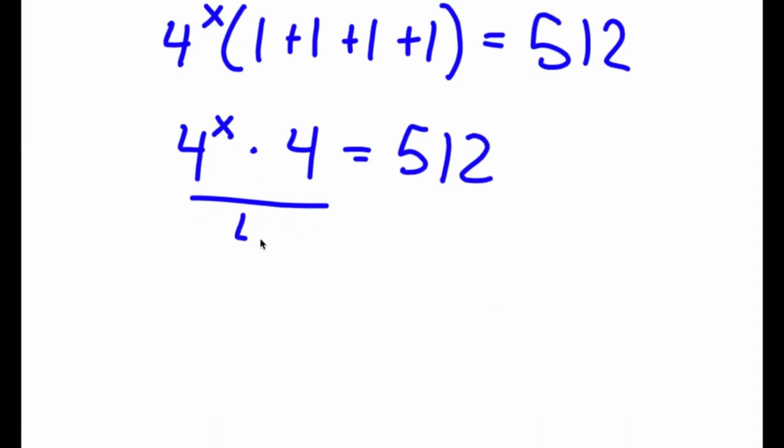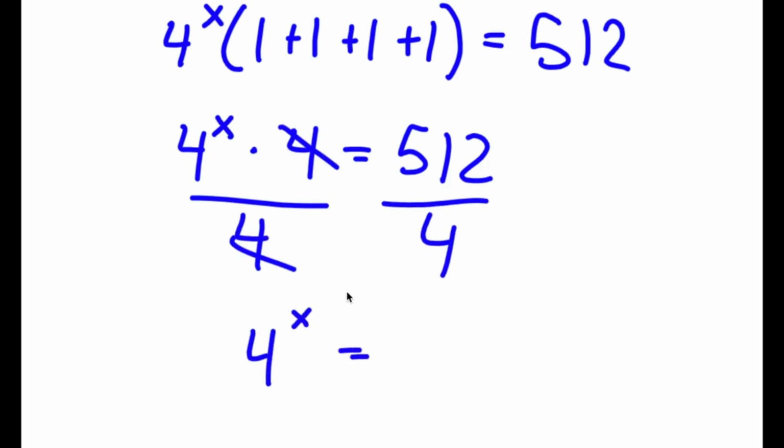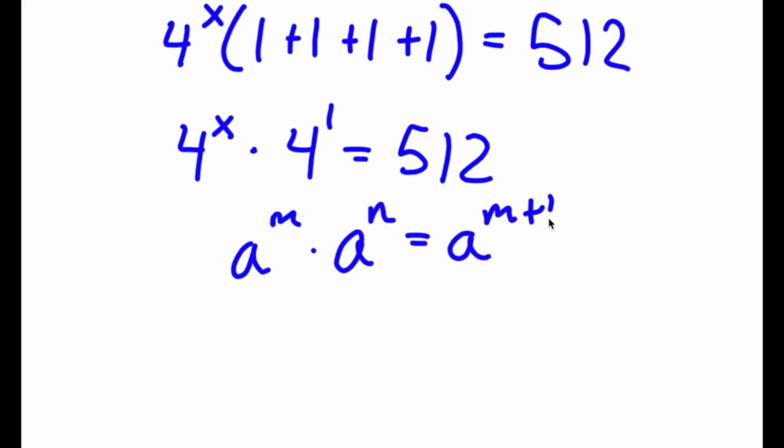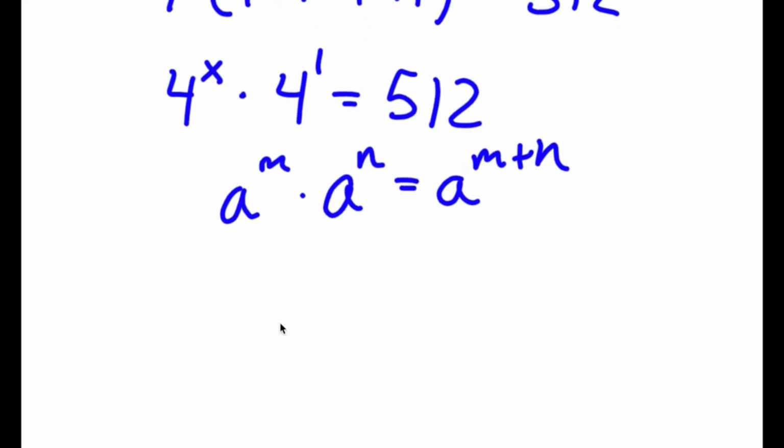Now I'm going to divide both sides by 4. So then these two cancel out, and now I get 4 to the power of x is equal to, actually, instead of doing that, I'm actually going to multiply these two. So if I have something in the form a to the power of m times a to the power of n, this is equal to a to the power of m plus n. So 4 to the power of x times 4 to the power of 1, that's going to equal 4 to the power of x plus 1, which is equal to 512.